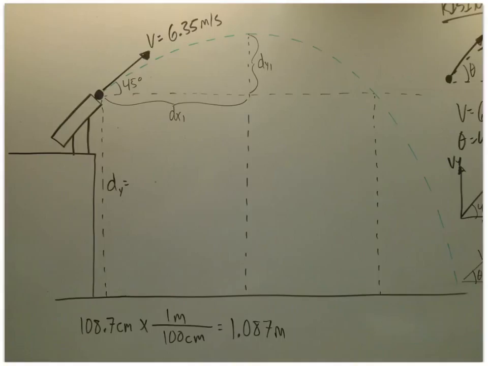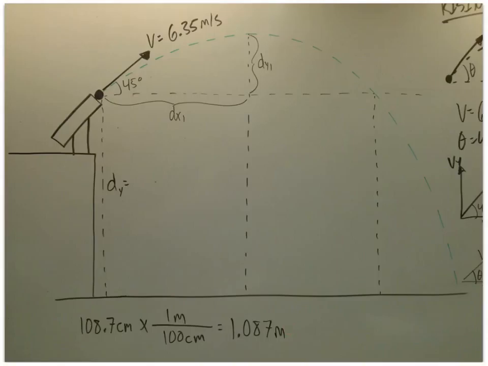So we have a projectile that's launched. This is the one that we launched in class and attempted. Launched at a velocity of 6.35 meters per second at an angle of 45 degrees, and it was at a height of 1.087 meters above the ground. So this was the floor, and the launcher itself, from where the ball was released, was 1.087 meters up.